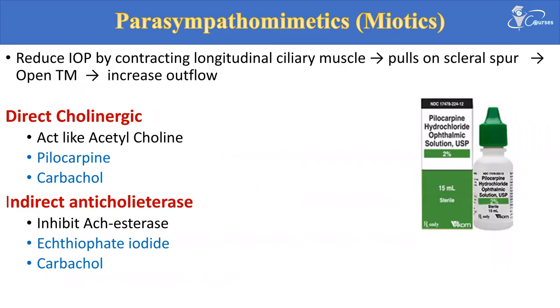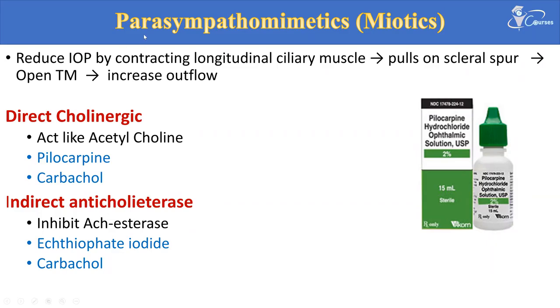The third group of drugs is called the parasympathomimetics, or miotics, or the muscarinic agonists. So these drugs, such as pilocarpine, will reduce the intraocular pressure by contraction of the longitudinal ciliary muscle. Remember when we said in the fundamentals that the longitudinal ciliary muscle is attached to the scleral spur. So contraction of it will result in pulling on the scleral spur, resulting in opening the trabecular meshwork and increasing the aqueous outflow.